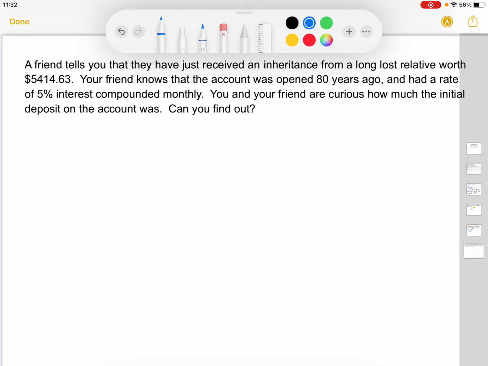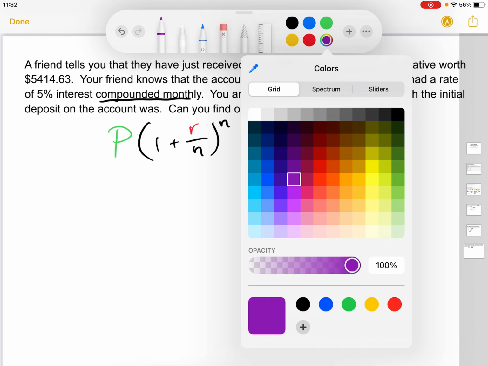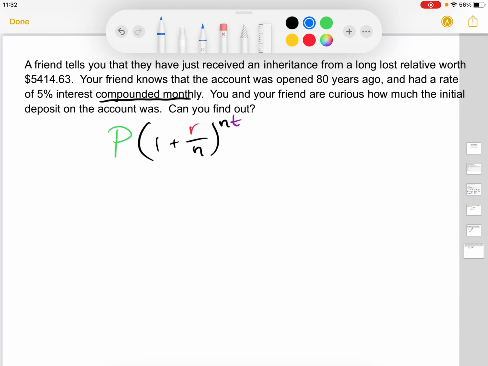Okay, so in looking at this problem, the first thing that I'm going to point out here is that this is compounded monthly. So the formula that I'm going to be using is not PERT, but it's going to be the P times (1 plus r over n) to the nt formula, and that is going to equal my total value.